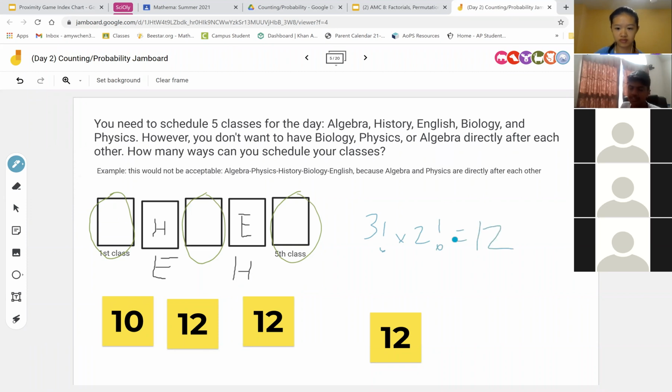For those of you who didn't understand, basically we need biology, physics, and algebra to be in the first, third, and fifth slots because there are no other positions they can be in, which satisfies the constraint of the problem. Within those positions, there are 3 factorial or 6 ways to arrange biology, physics, and algebra. Then we have 2 other classes, and there are 2 factorial ways to arrange them. So we get 3 factorial times 2 factorial, or 6 times 2, which equals 12. Does everybody understand?